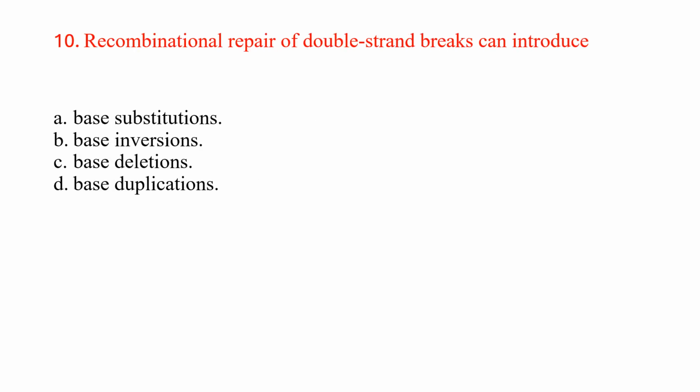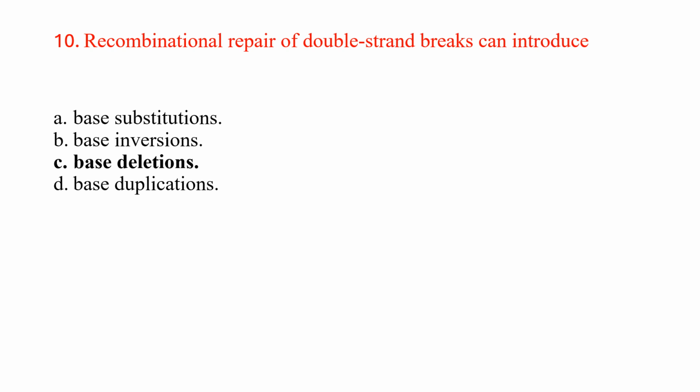Number 10, recombination repair of double-stranded breaks can introduce A, base substitutions, B, base inversions, C, base deletions, or D, base duplications. The answer is C, base deletions. Now, what's interesting about this particular question is it neglects to put in base insertions as well, which is also a possibility with recombination repair.